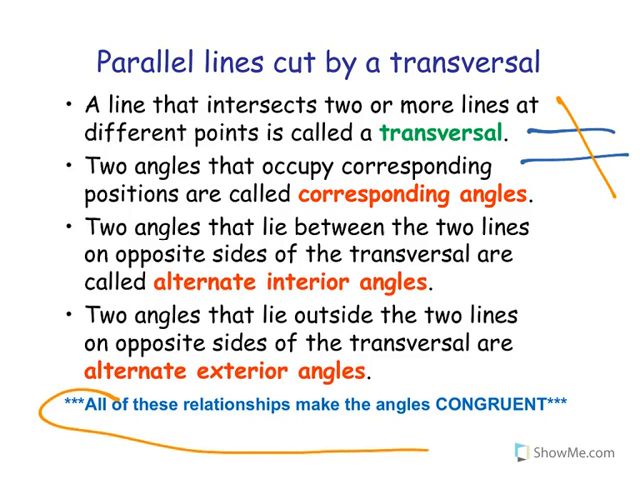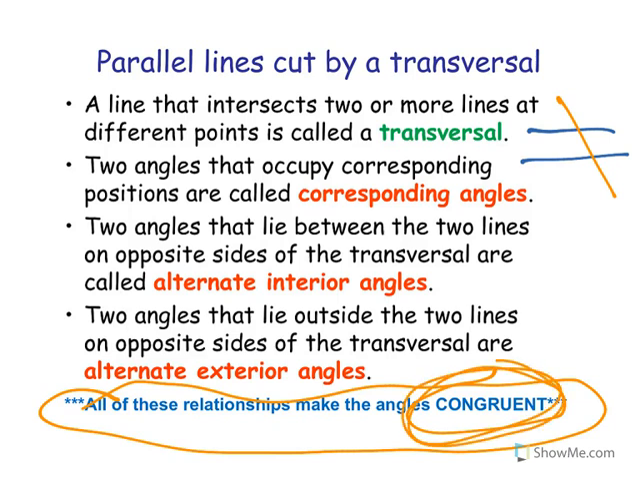This is the most important part here, that all of these angle relationships make the angles congruent. So if you're doing something and you're saying these two angles are corresponding and one's acute and one's obtuse, you're wrong. Corresponding angles, alternate interior angles, alternate exterior angles, they have to be the same type of angle, meaning they're both obtuse or they're both acute. And specifically, the angles are congruent. That's why we care about this, that they're congruent.